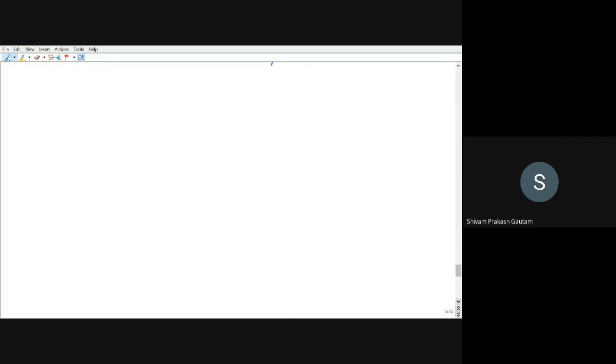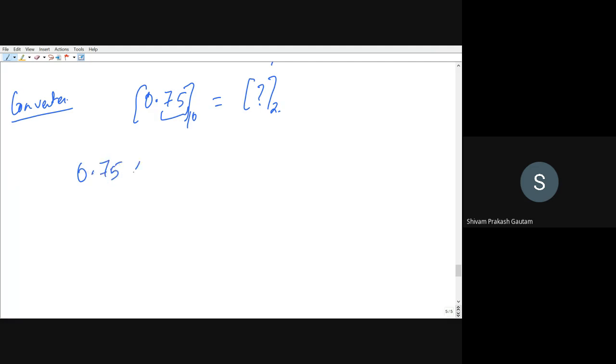Now we will see how to convert decimal with a base 10 to equivalent binary. Like you have to convert 0.75, and this is in decimal. You have to convert it into a binary. So what we have to do, we have to multiply this number after the decimal by 2. 0.75 multiplied by 2.